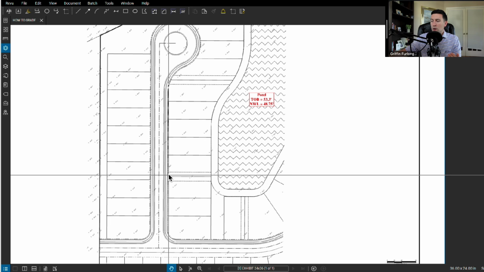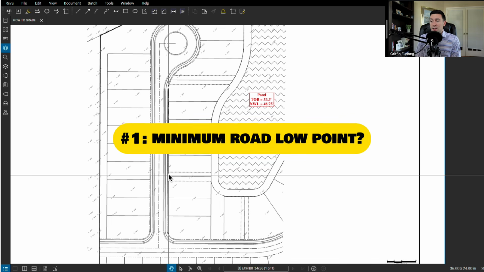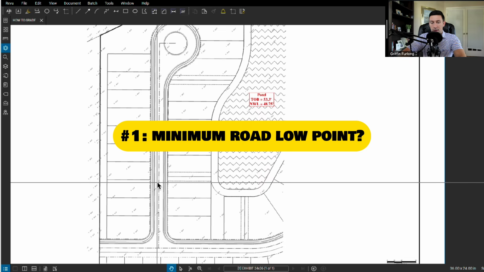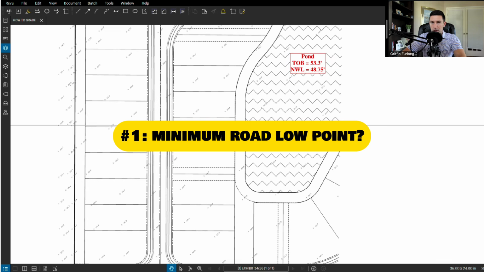So number 1, what is the first one that I like to typically find? Well, what is the minimum low point of the road? What is the lowest point that this road could possibly be? We have to know that. Now, where do we get that? We get that from the land development code or the stormwater design manual.